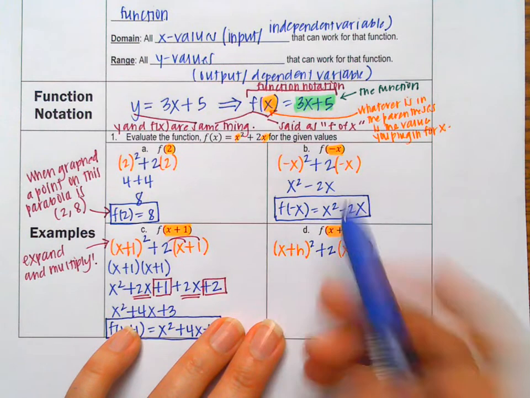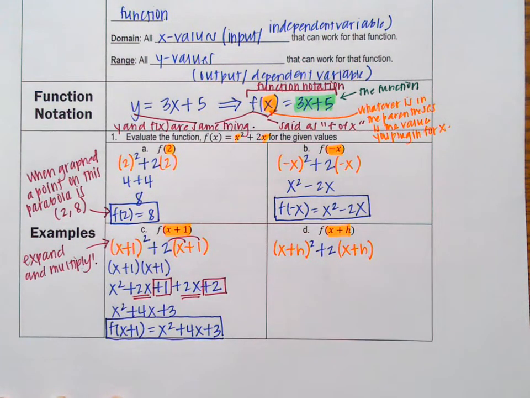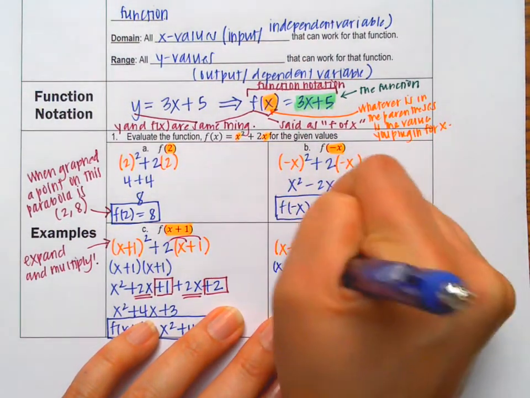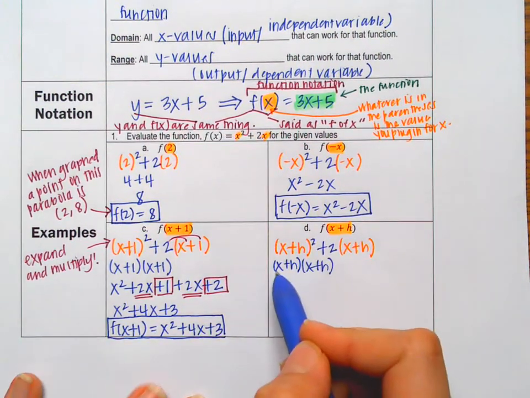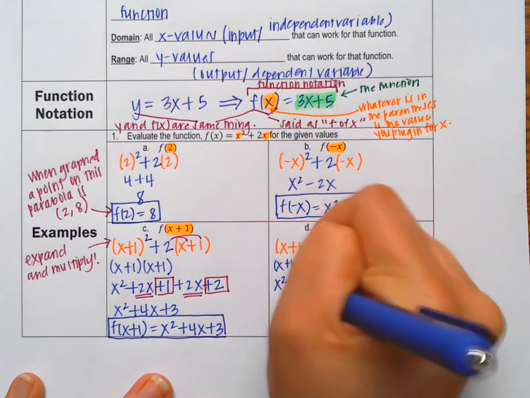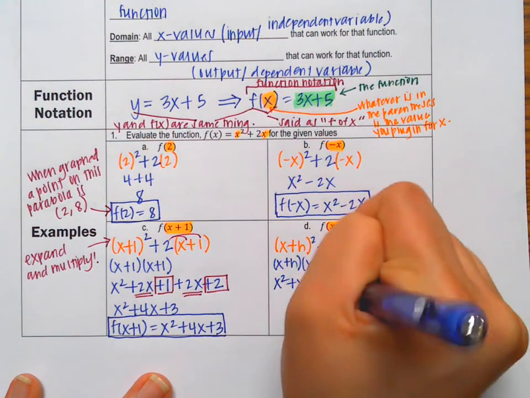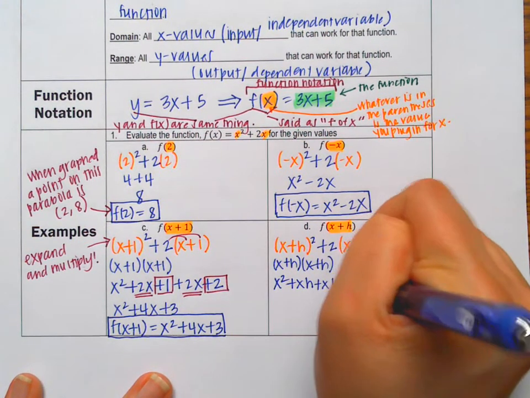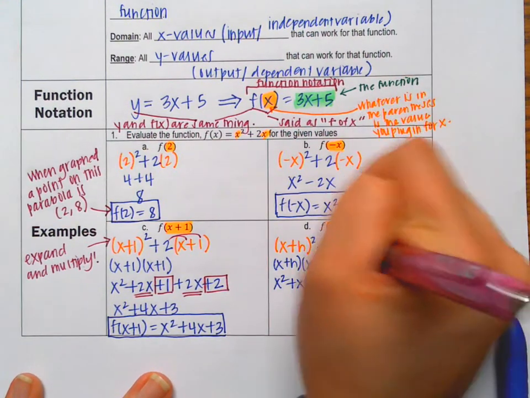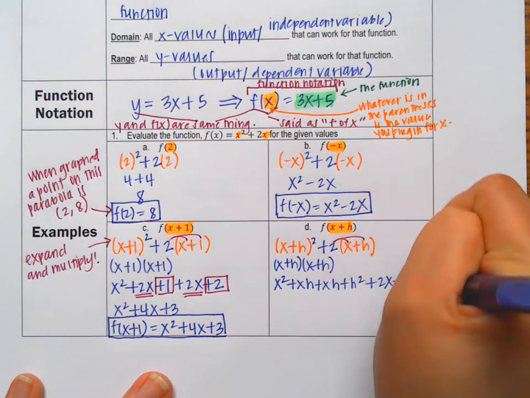Now, just like we had to expand and multiply for x plus 1, we have to expand and multiply for x plus h. It's x plus h times x plus h. So let's multiply that out. X times x is x squared. X times h is just xh. Nothing we can do there. H times x is xh. And h times h is h squared. And then I can still distribute this one, 2 times x and 2 times h, which is 2x and 2h.